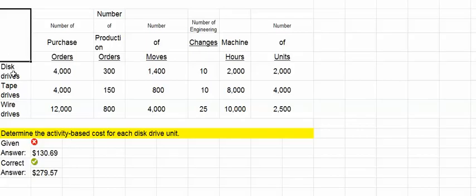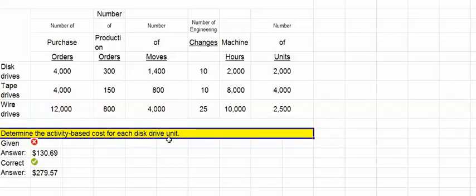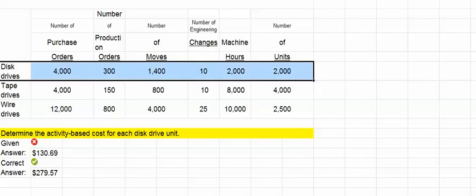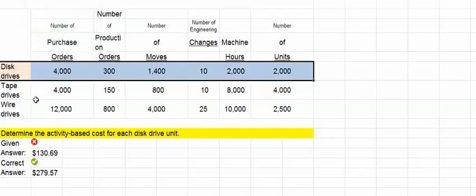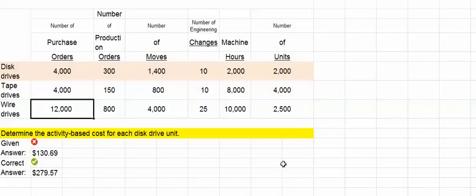As you can see, we're manufacturing disk drives, tape drives, and wire drives, so we can do the calculations. But the base calculations will be the same used for all of those. So you can always review that, and it can save you some time in doing a quiz calculation. Here I'm going to be concentrating on the disk drives. I'm going to highlight that. We'll just color it in here with a little color. Okay, so there's going to be my focus.